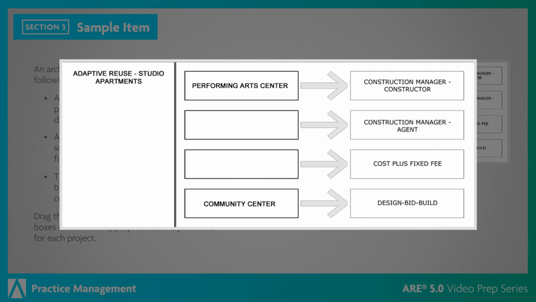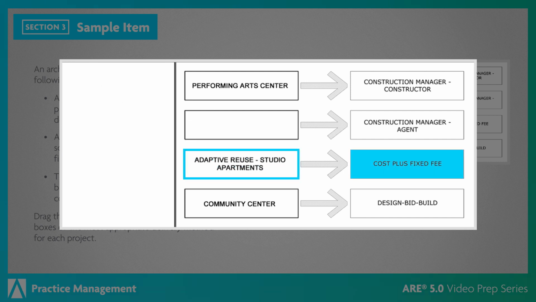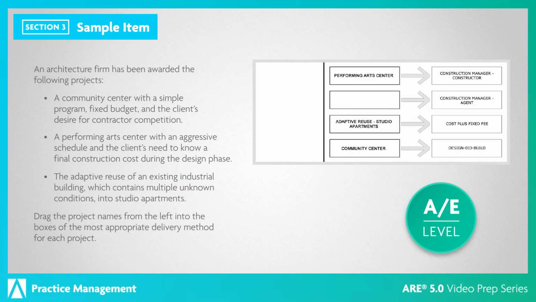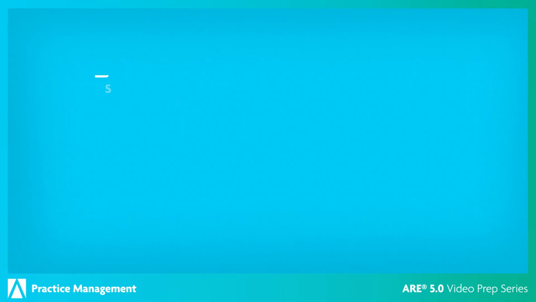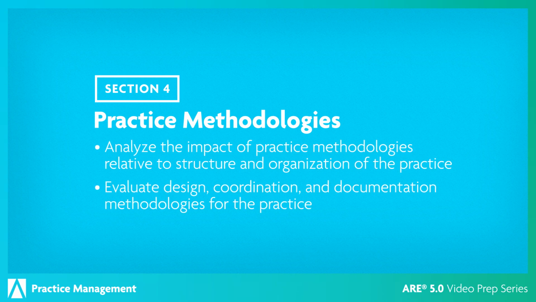Since the adaptive reuse project contains unknown conditions, a cost-plus fixed-fee delivery method would be the most appropriate because it disconnects the contractor's profit from any increase in project costs that may occur during construction. This is an AE level item because it requires the evaluation of different project goals and their alignment with various methods of delivery. In the Practice Methodology section, you will need to analyze how a practice is structured to achieve its goals and how to coordinate various projects and services.